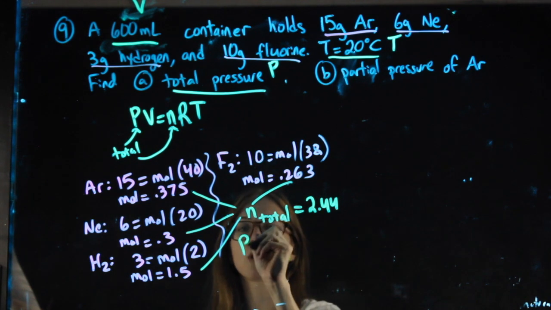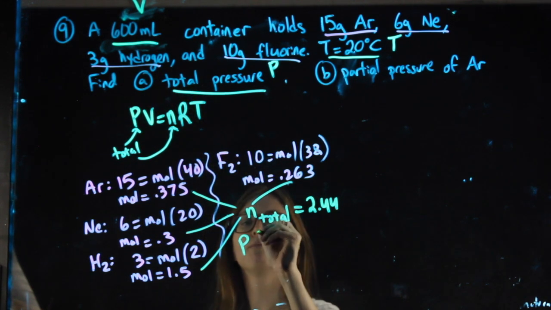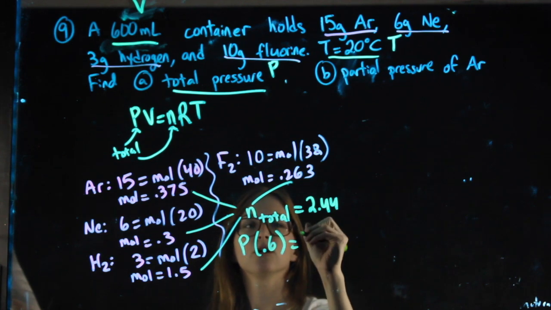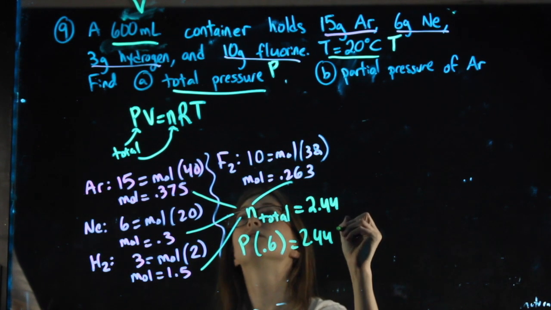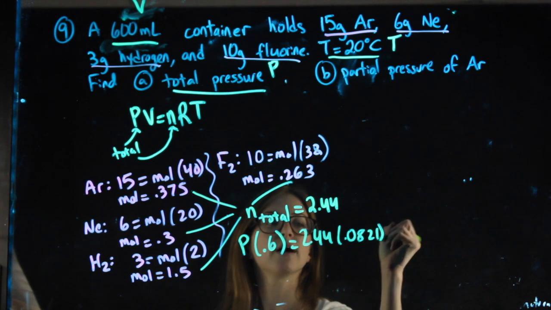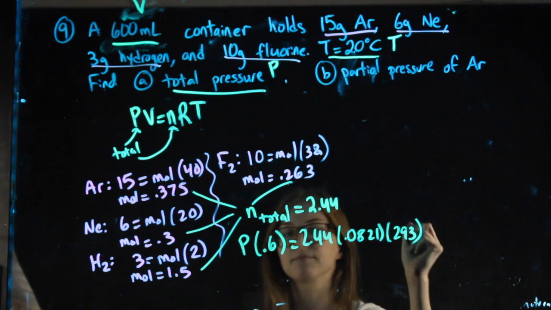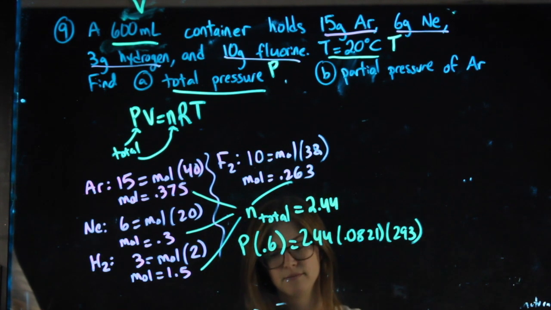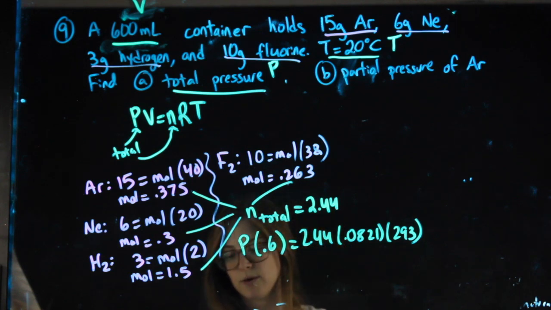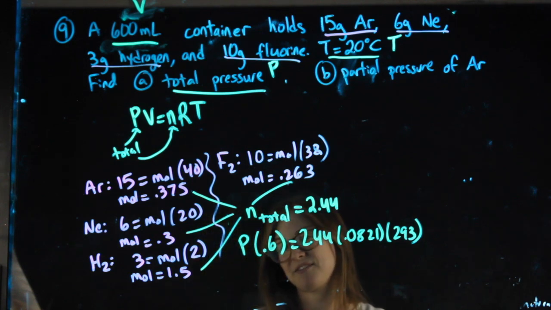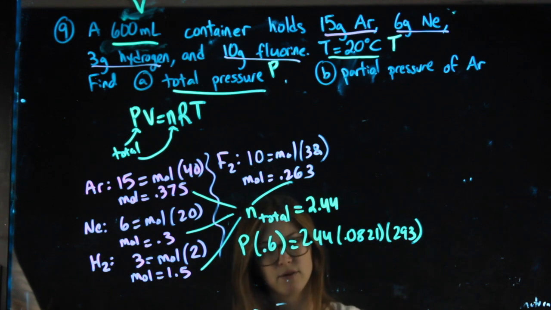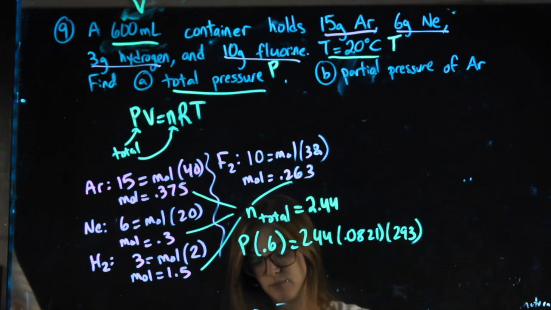PV equals nRT, solving for P. They gave me volume, but make sure you put it in liters. Using my total moles, R is always 0.0821, and temperature is 20 Celsius, but I have to turn that into Kelvin. So I think I need something wrong. 2.44 times 0.0821 times 293 divided by 0.6.